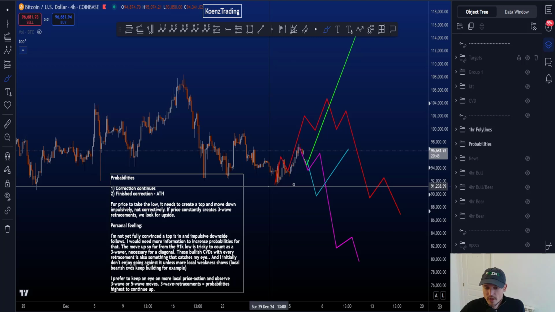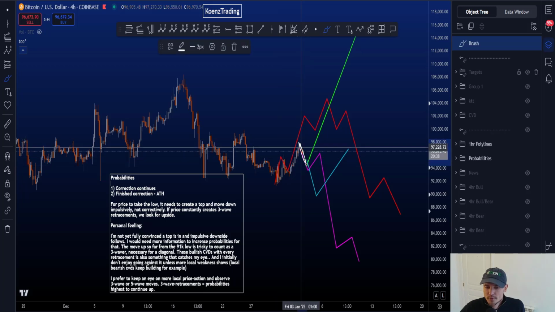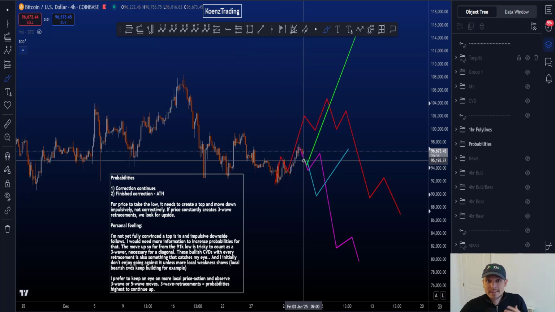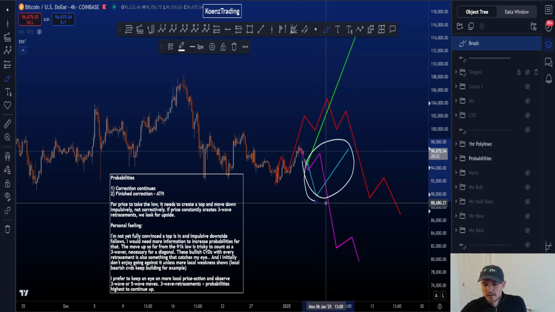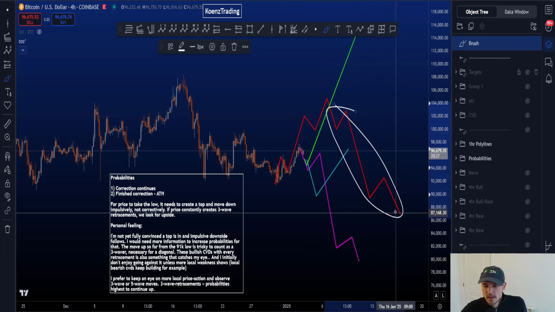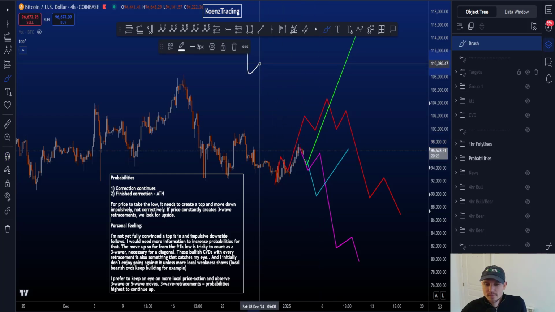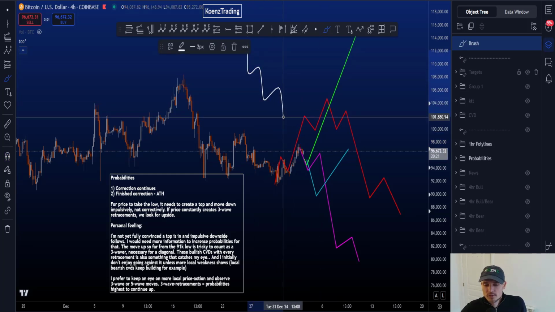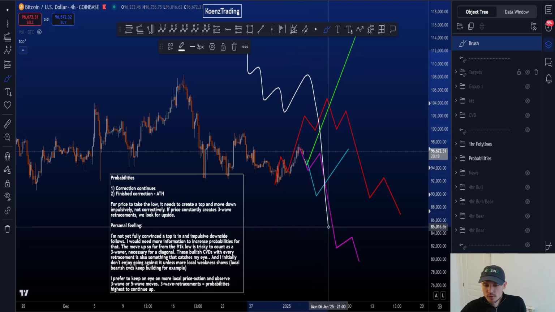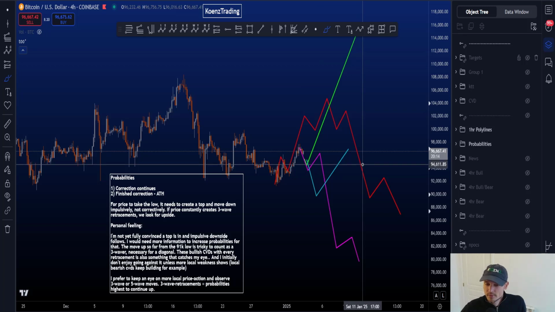Now for price to take out this low, it needs to create a top, and then the move down has to be an impulsive structure, not a corrective structure. And this is very, very important. For the blue line, for the pink line, and even for the red line, you need to create a high and then see a 5-wave impulsive structure to the downside to at least open the door for a bigger retracement, which is what you look for in blue, pink, and red.